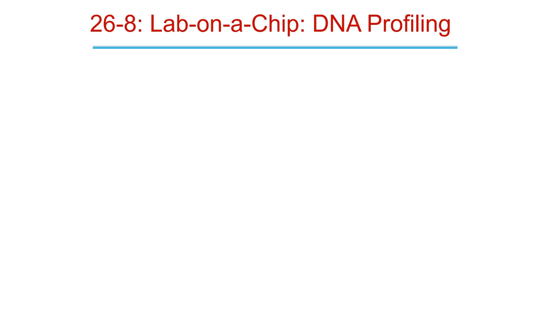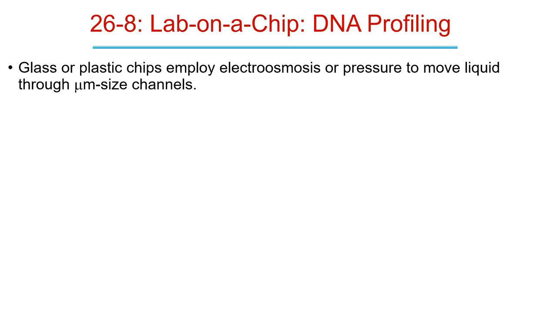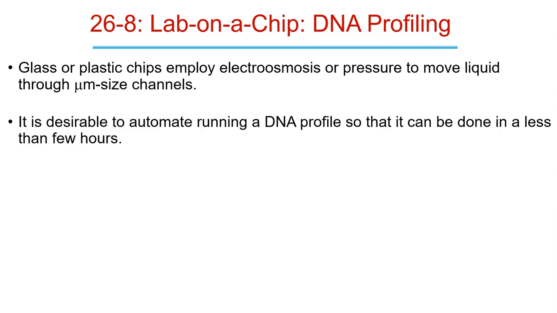Now, lab on a chip is just an extension of CE, but it's also a way that we can speed up the whole process. We can use glass or plastic chips, just like we would a computer chip, to employ electroosmosis or pressure. These are such small volumes, it's really easy to make this work. We're going to move liquids through sub-micron size channels, right? Teeny tiny. Again, think computer chip size.